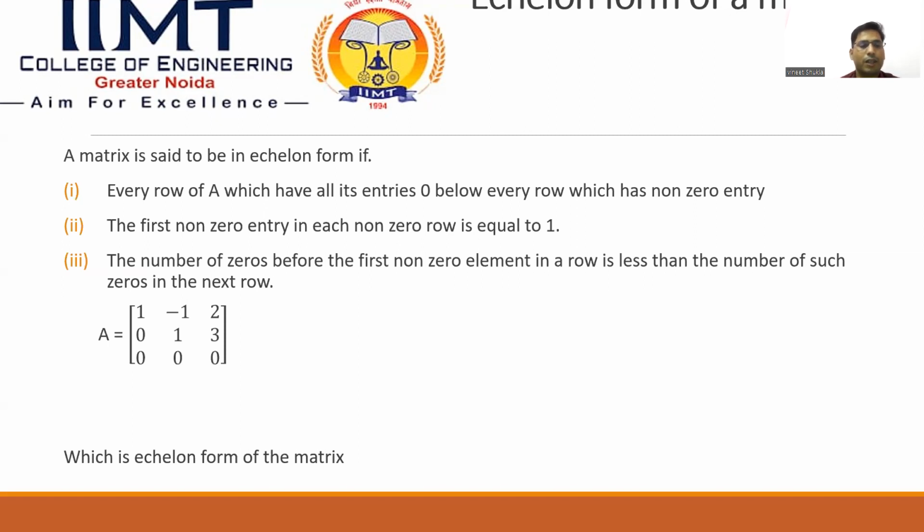That is, for example, A is equal to 1 minus 1 2, 0 1 3 and 0 0 0. Here we can see that the zero row lies at the bottom of the matrix, and the first non-zero element of each non-zero row is 1, and also the number of zeros before the first non-zero element is less than the number of zeros in the next row. Therefore, it is an echelon form of the matrix A.